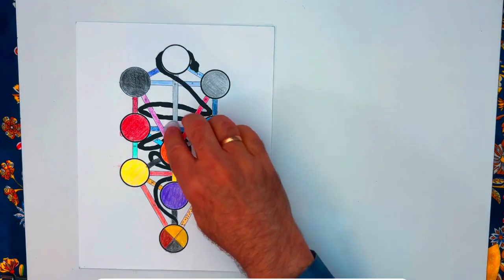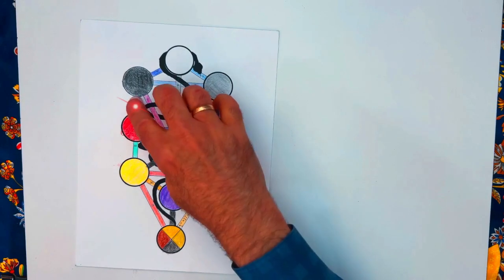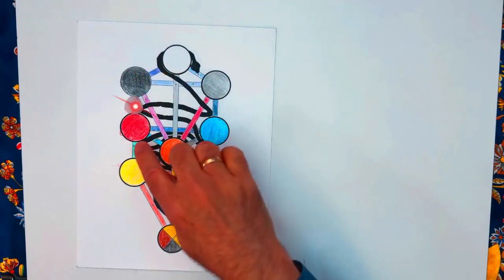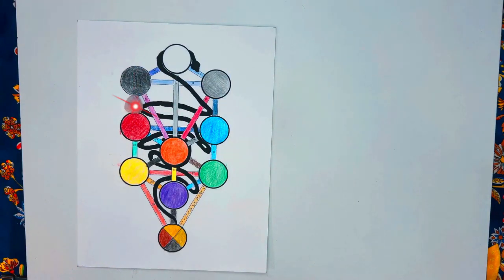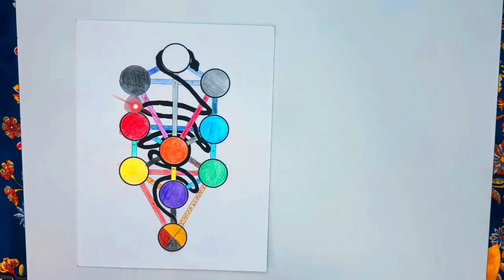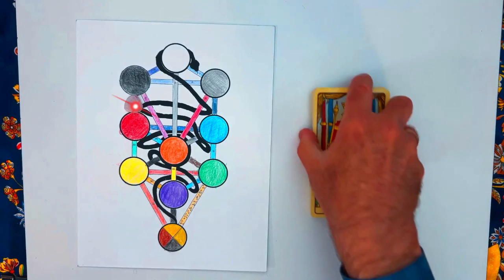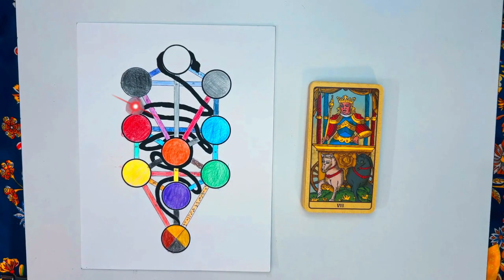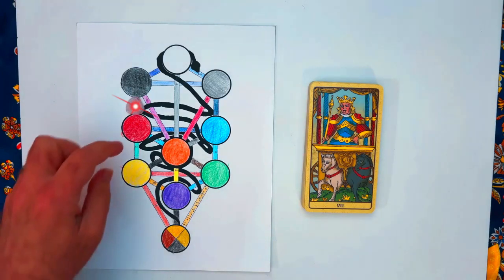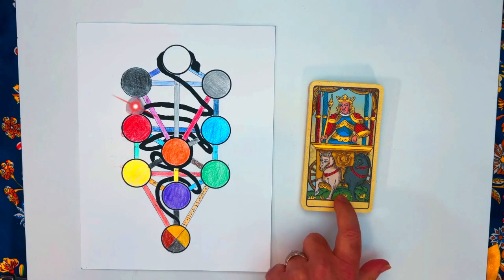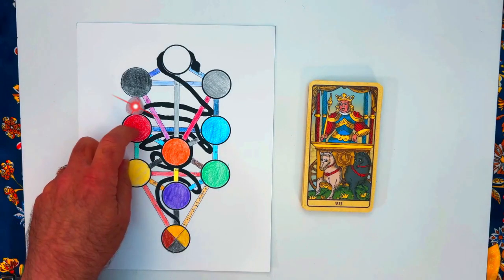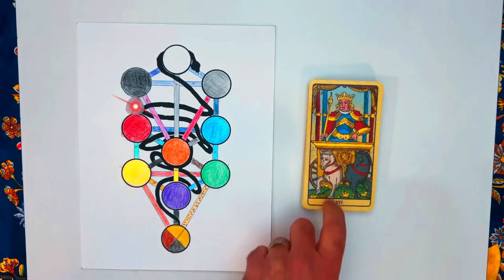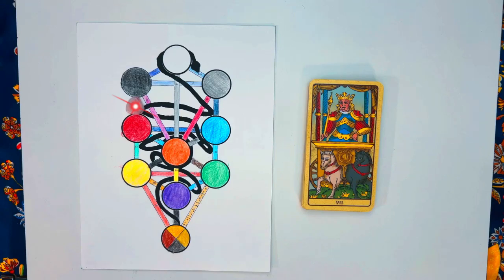Path 18, the Chariot card. The severity of Mars with the understanding of Saturn. So this is severity and understanding. Geburah and Bina. And that is the Chariot. The Chariot is a vehicle of war, which makes a lot of sense with this card here, but it's also a royal chariot under the auspices of the Queen here. So what's happening is we have our very first abyss path.